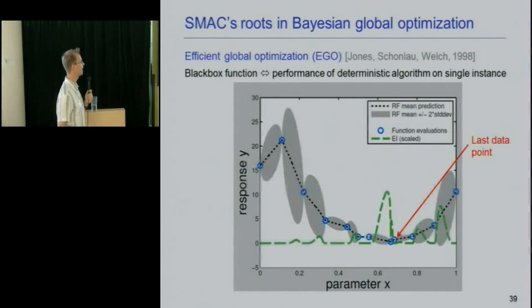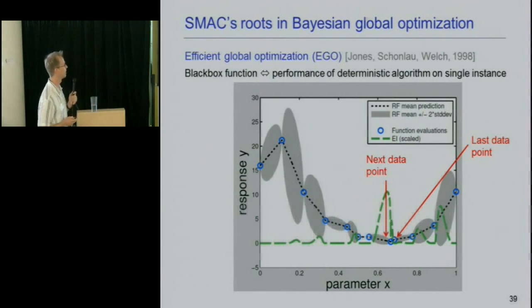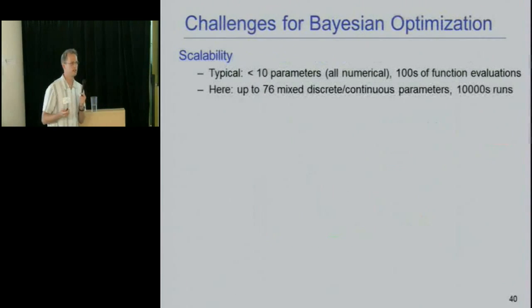Now you build a model again. Here, where you got the new data point, the model changed a lot. Now you're going to pick this next, and so on, and you iterate. In adapting that to algorithm configuration, there's quite a few challenges.